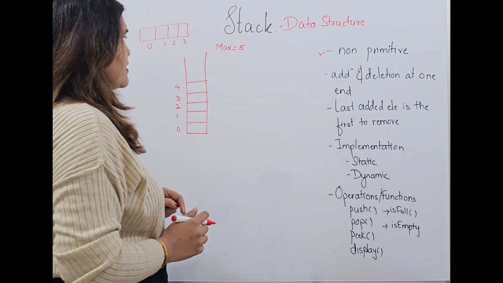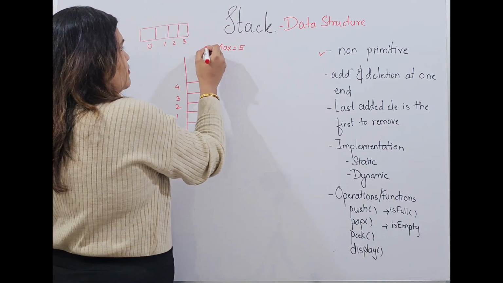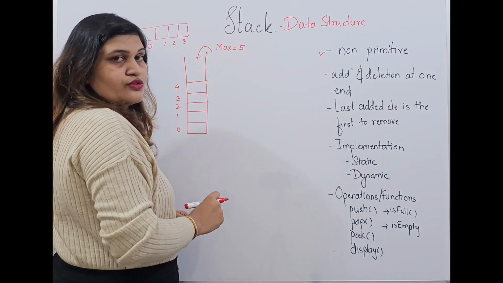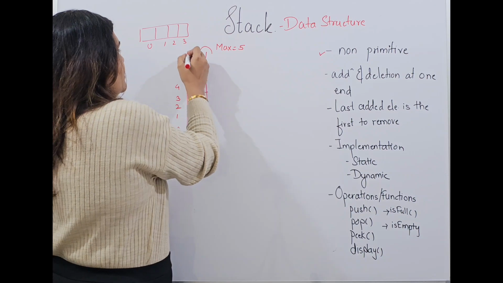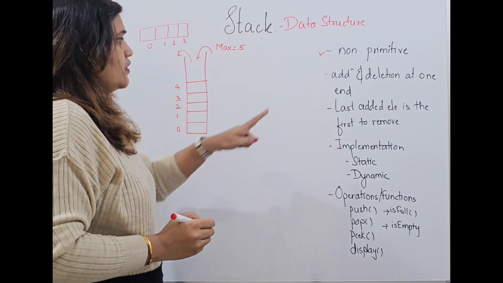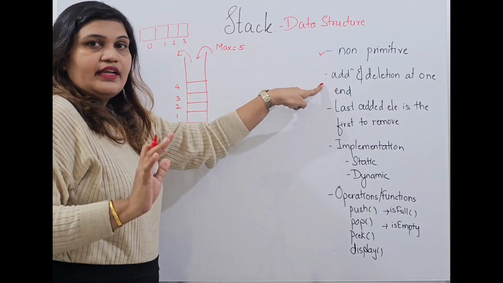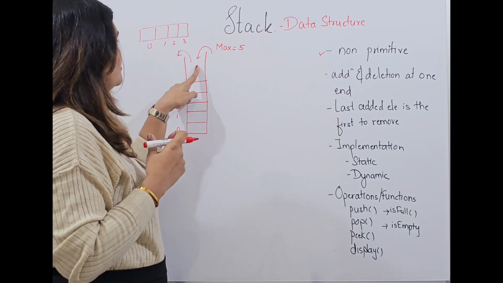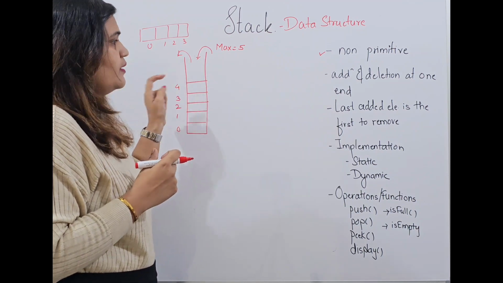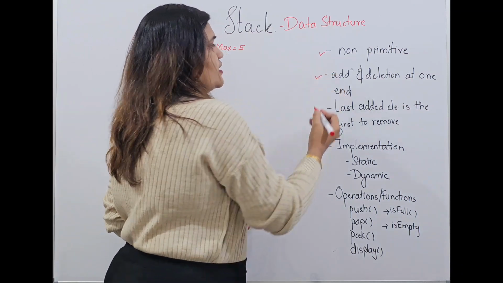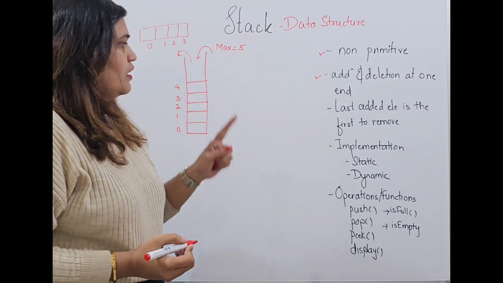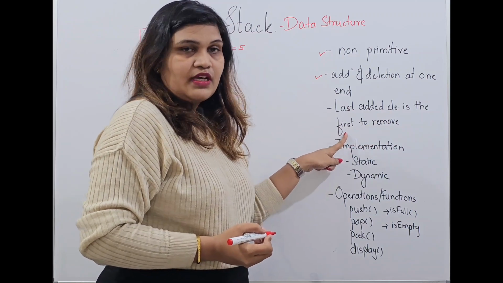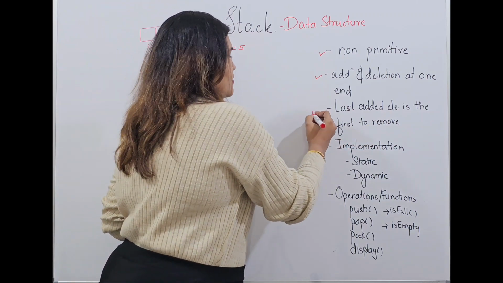So the concept of stack says that when you want to insert, the element would be inserted in the stack at one end. And when you want to remove an element, you will have to remove it from this end only. So addition and deletion at one end only. Inserting also happens from the same end and deletion also happens from the same end. So this point says addition and deletion at one end. The third point says the last added element is the first to be removed. This is very important in stack.